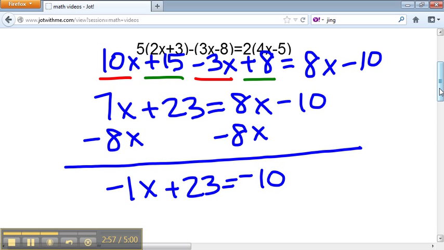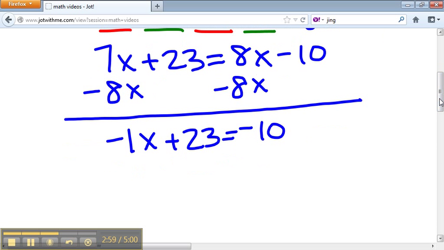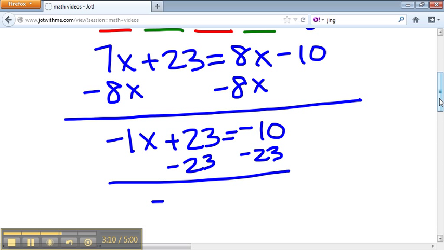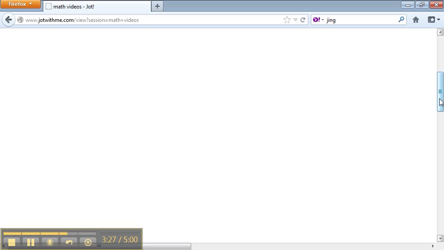Now I want to move that 23 over to the other side of the equation. So I will subtract 23 from both sides. I will get negative 1x, which we will write as negative x, equals negative 10 minus 23, which is negative 33. But we're not quite done. Let me get a new page here. We have negative x equals negative 33.